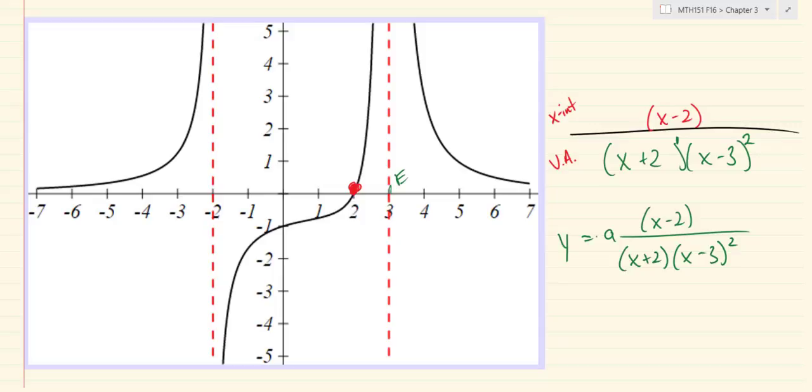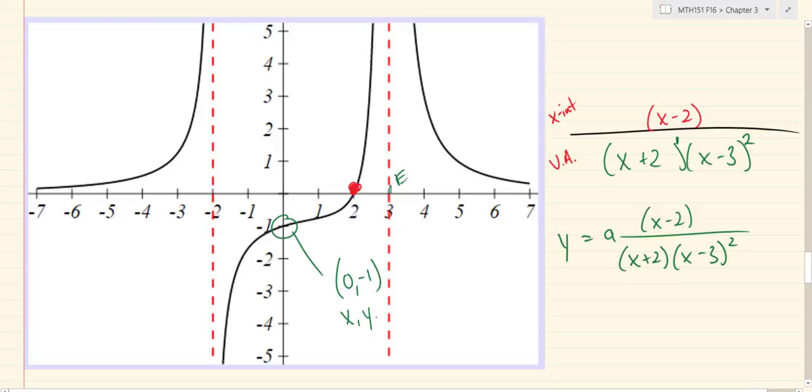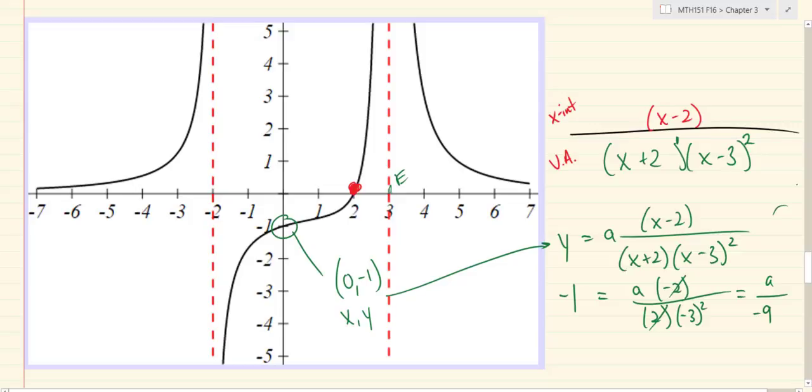The only thing we need to do is nail this y-intercept. Like, where's the y-intercept? How do we figure out this a? So let's take this y-intercept right here. And this point is 0, negative 1. That's an x and a y, and we're going to plug them into here and solve for a. The 2 and the negative 2 are going to cancel, so you get negative a over 9. And so it looks like a is going to equal negative 1 times negative 9, which is 9. So we put a 9 in front, and we're done.